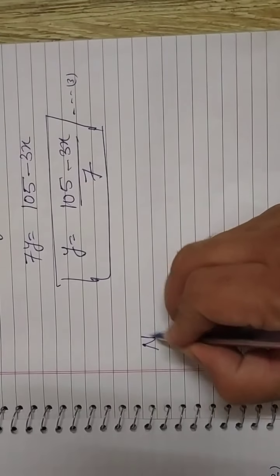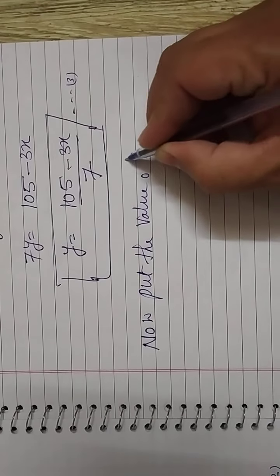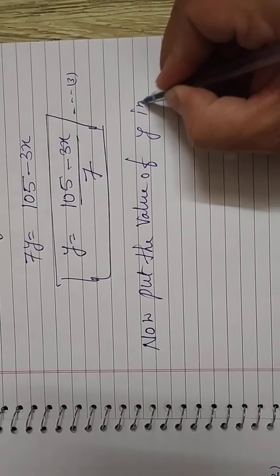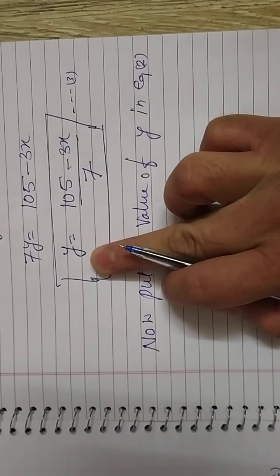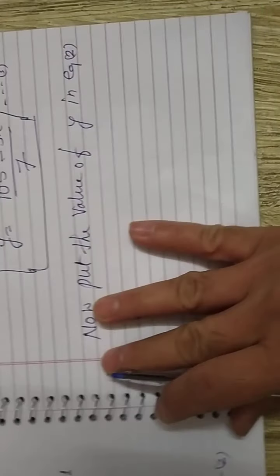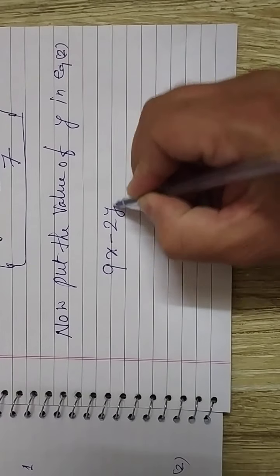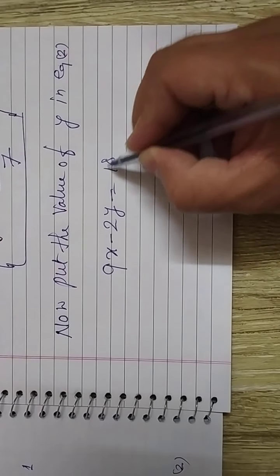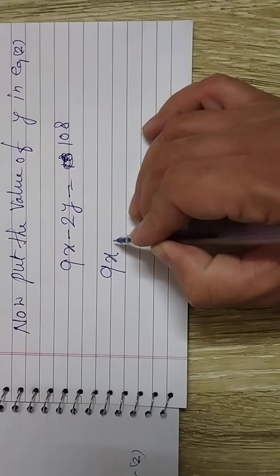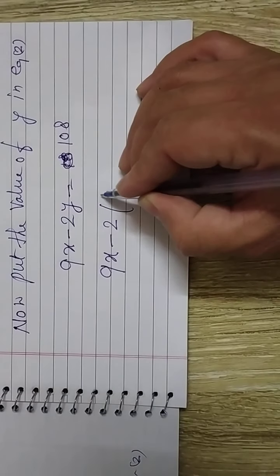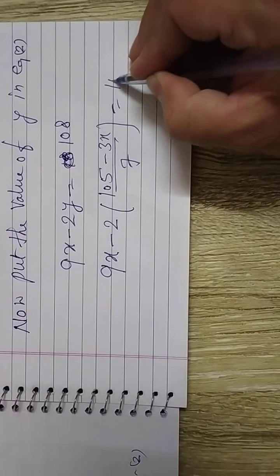Okay. Now put the value of y in equation number 2, because we found this value of y from equation number 1, so we cannot keep the value in the same equation. So equation number 2 is 9x minus 2y equals 108. So here I'll write 9x the same, minus 2 in the place of y, will write (105 minus 3x) upon 7 equals 108.